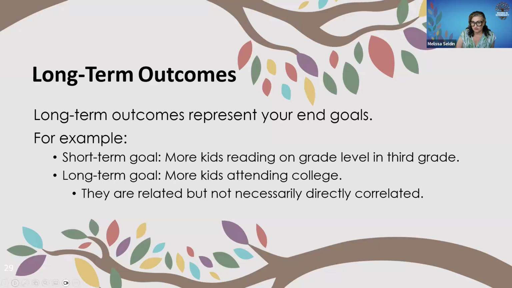So these are your end goals, and it's never usually one straight line, right? So a short-term goal would be more kids are reading on grade level in 3rd grade. The long-term goal is more kids attending college. Now, a lot happens between 3rd grade and college, right? But if your kids are reading on grade level in 3rd grade, they're feeling comfortable with the curriculum, they're feeling confident. Hopefully that carries through the tough middle school years and early high school years. And by the end of high school, they're still carrying that confidence with them and attending college. So they're related, but not necessarily a one-to-one correlation.